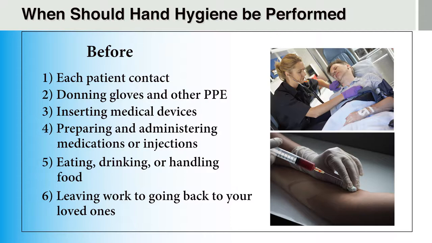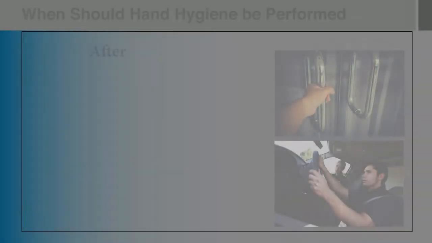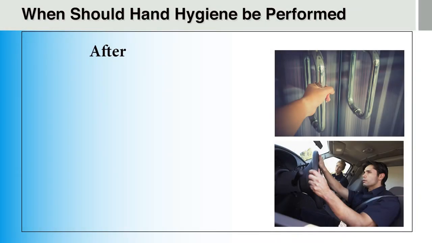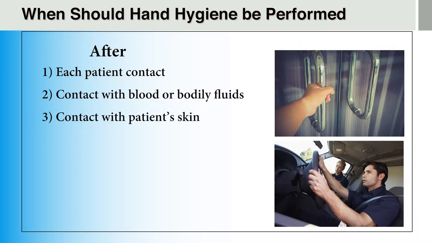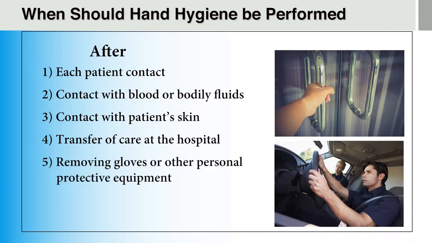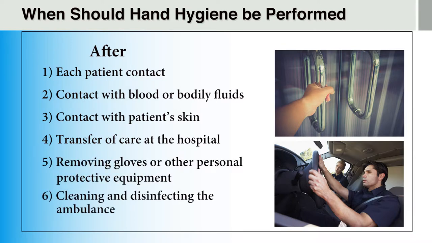A good rule of thumb to remember is, anytime you touch something, you are transferring something. The same concept is true for performing hand hygiene methods after certain activities. Hand hygiene should be performed after each patient contact, after contact with blood or bodily fluids, after contact with a patient's skin, after transfer of care at the hospital, after removing gloves and other protective equipment, and after cleaning and disinfecting the ambulance. Keep in mind that many common surfaces, such as doorknobs, steering wheels, railings, and oxygen bottle valves, are often contaminated.